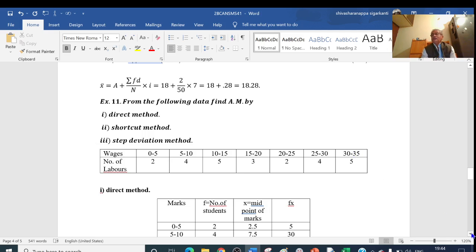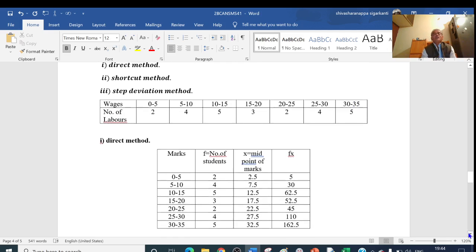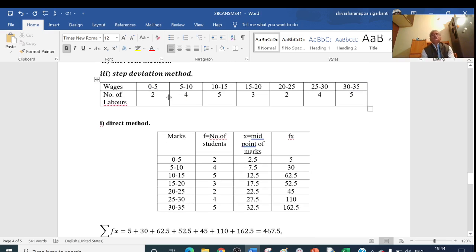So we write a table here. In the first column, we write the class interval: 0 to 5, 5 to 10, 10 to 15, 15 to 20, 20 to 25, 25 to 30, 30 to 35. In the second column, we write the frequencies here: 2, 4, 5, 3, 2, 4, 5. These are the frequencies. Then in the next column, we take the midpoint of these.